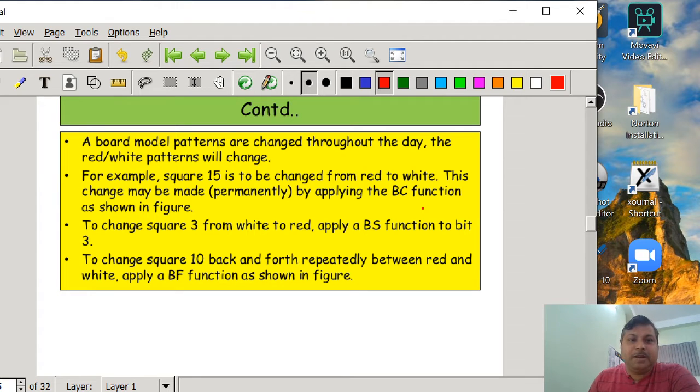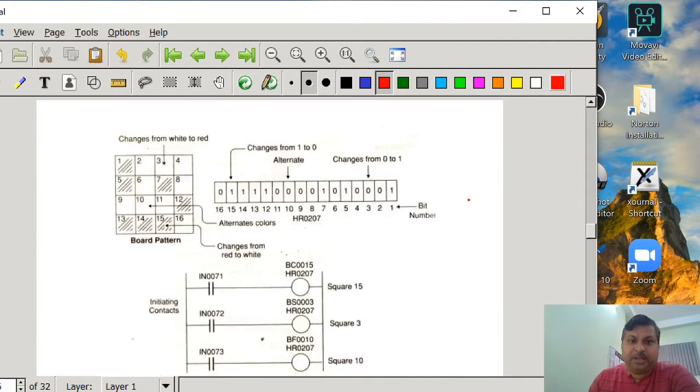This change may be made permanently by applying the bit clear function. To change square 3 from white to red, apply the BS function to bit 3. And to change square 10 back and forth repetitively between red and white, apply the BF function as shown in the figure.